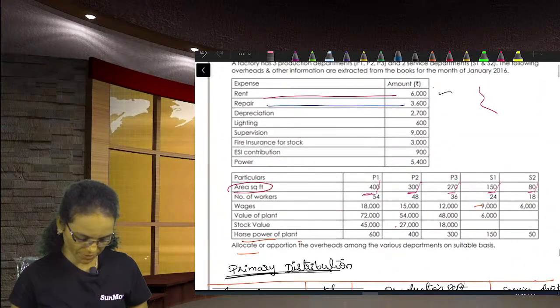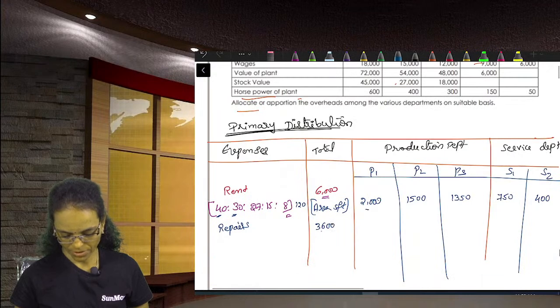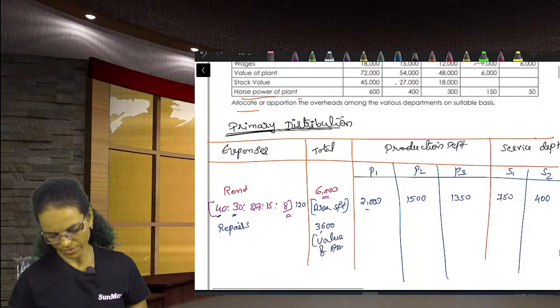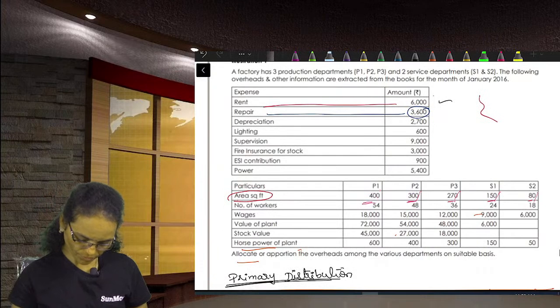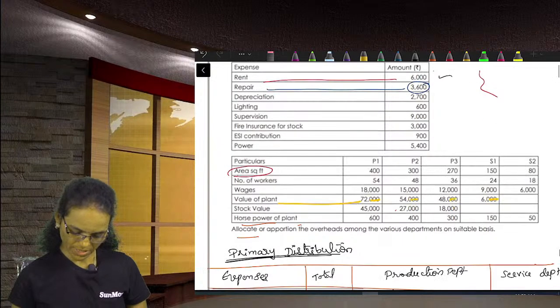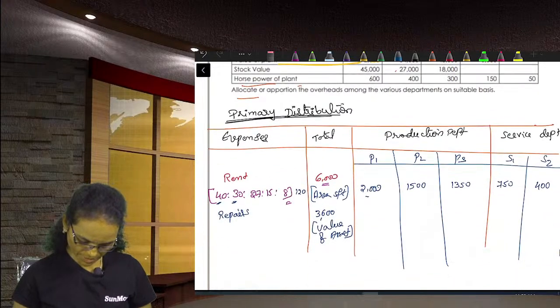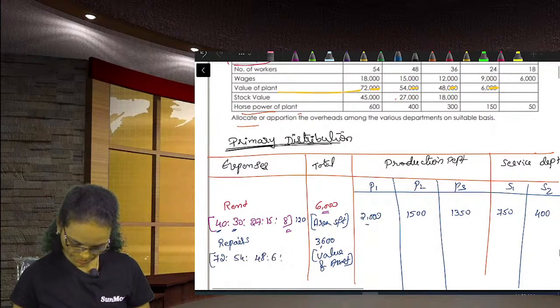Understandable, right? Next expenditure, repairs, on the basis of the cost of the asset. If the cost of the asset is high, the repairs will be high. So repairs are as per the cost of asset. What is the expenditure we incurred for repairs? 3,600 rupees, on the value of asset, or asset value, whatever it may be, both are the same. In what ratio?